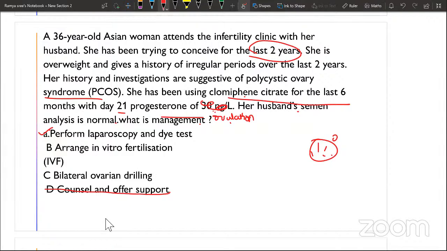Excellent, Rajesh and Asmin Unisa. Very good. So there is no point of bilateral ovarian drilling, but please understand, she is ovulating and husband's semen analysis is normal, but in spite of that, they are not getting pregnant. Don't you want to go out of the box and think probably this is not about ovulation, this is something more?